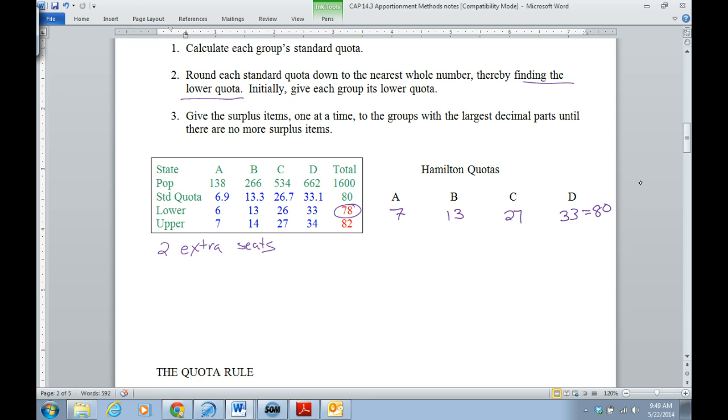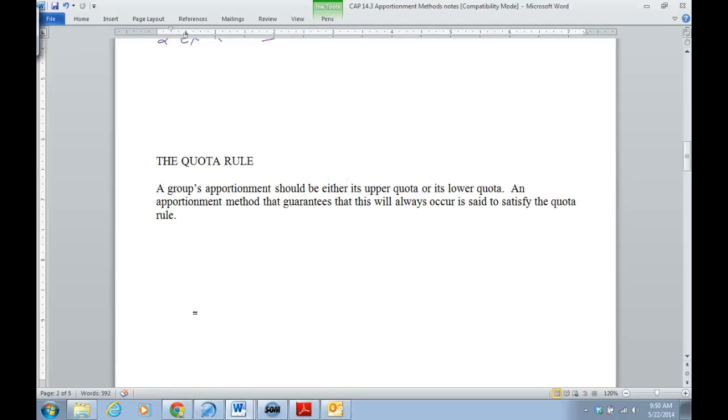So that is how you do Hamilton's method. One important rule that you need to know is called the quota rule. The group's apportionment should be either its upper quota or its lower quota. An apportionment method that guarantees that this will always occur is said to satisfy the quota rule.